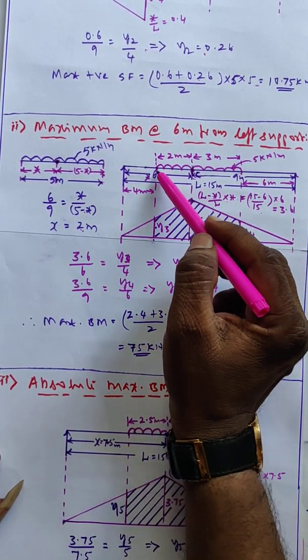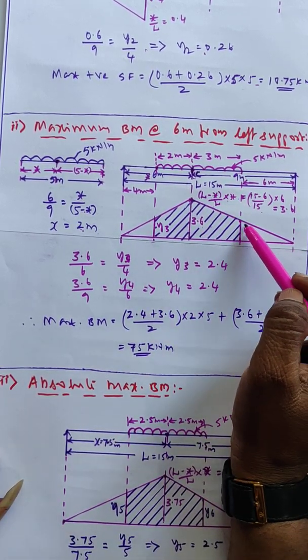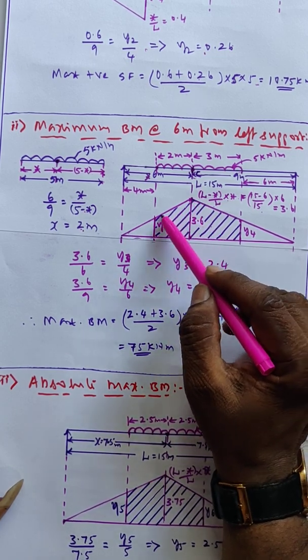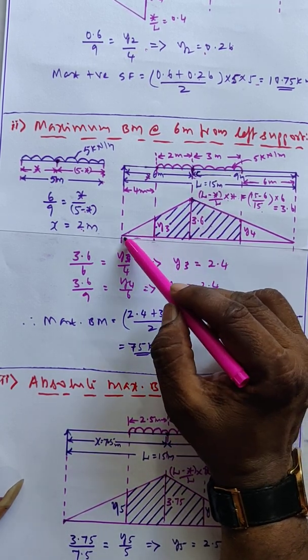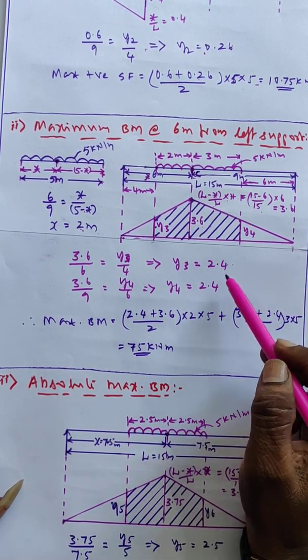Now, the UDL is there. So we have to calculate this full area of this. Therefore, I have to calculate this ordinate. For this ordinate calculation, I am considering this triangle. 3.6 divided by this 6 equal to y3 divided by 4. From this I got y3 equal to 2.4.